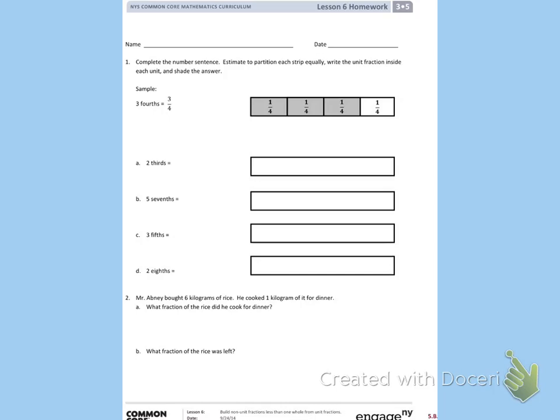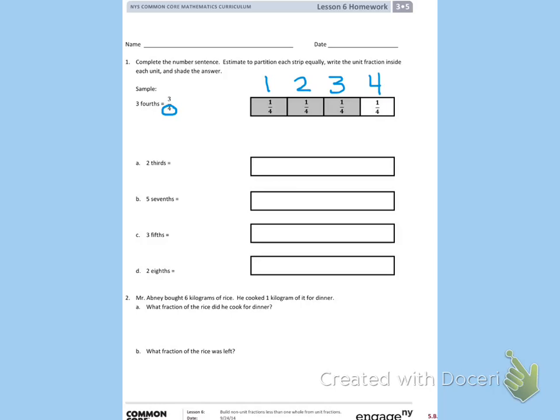Let's look at the sample. The sample says 3/4 equals, or is the same as, 3/4. As you can see, the rectangular strip has been equally divided into 1, 2, 3, 4 sections. There are 4 equal parts in this rectangular strip. That's the reason why there's a 4 on the bottom of this unit fraction. That 4 represents the 4 equal parts of the rectangular strip.